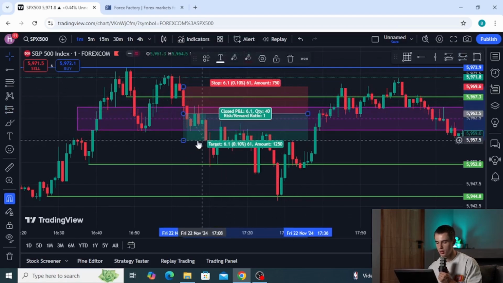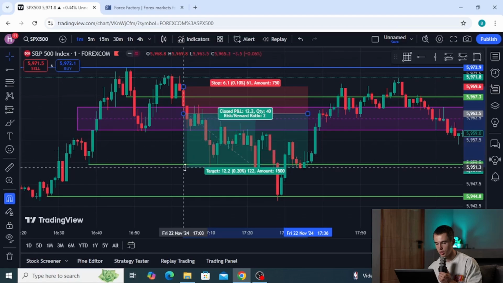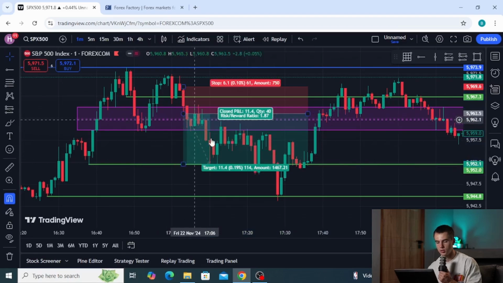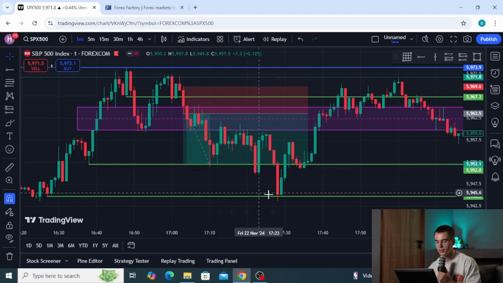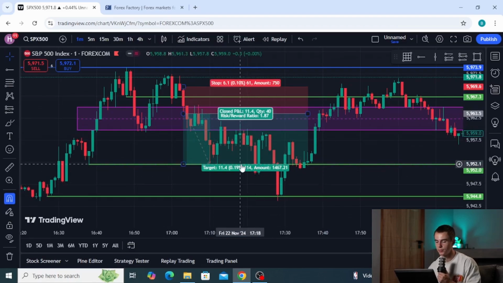I'll explain it now. And if I draw down right here, you'll see that this is where I took my first profit, which hit, and then my second profits were down here. So this is just trying to explain how I take trades.